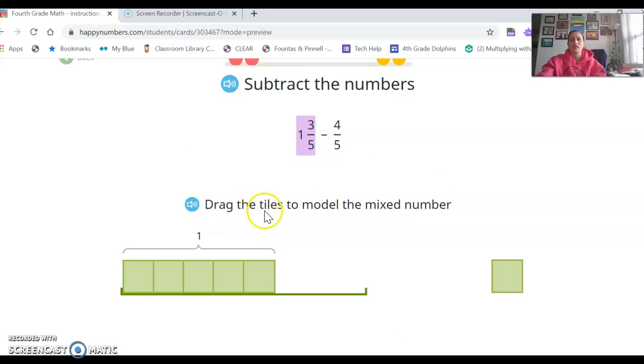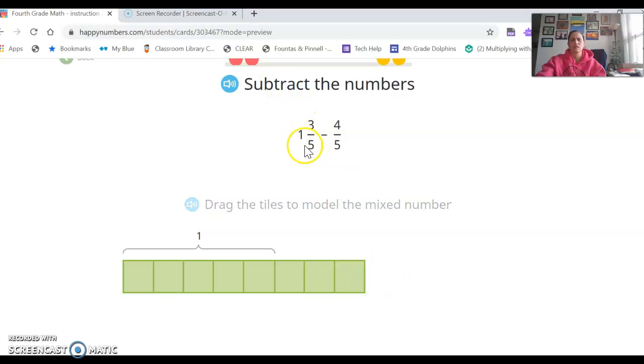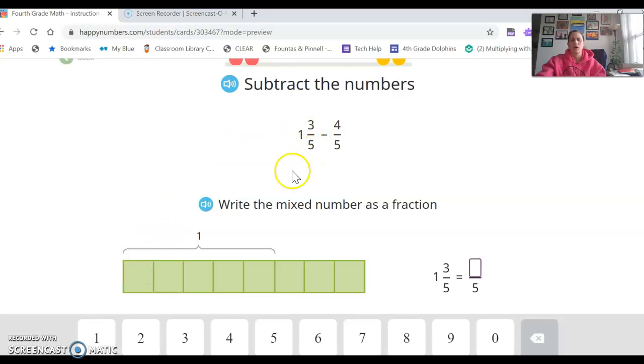All right, drag the tiles to model the mixed number. Okay, so we have 1 and 4/5. I think we have to drag this. So we have 1 and 4/5. So there's 2/5. No, we're on this one, 3/5. Okay. So we have 1 and 3/5.